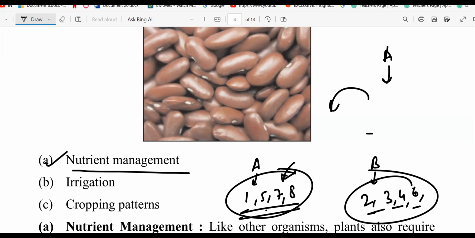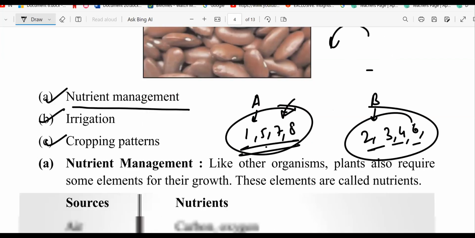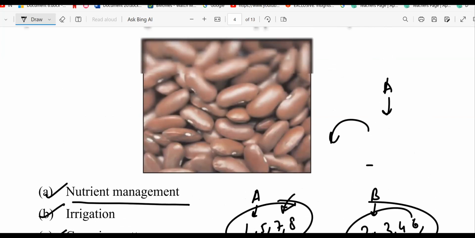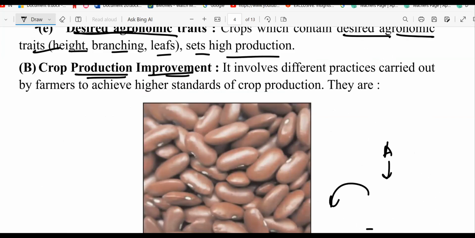Got it? The second one is proper irrigation should be given. If the plant requires water, then it should be given water. And the third one is cropping patterns. There are different cropping patterns that we should use. First of all, write these things, how crop production improvement is carried out by farmers to achieve a higher standard of crop, and note down these three.